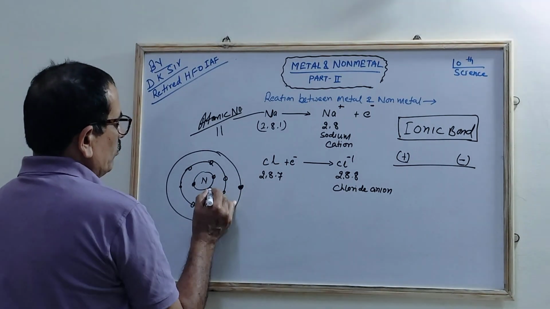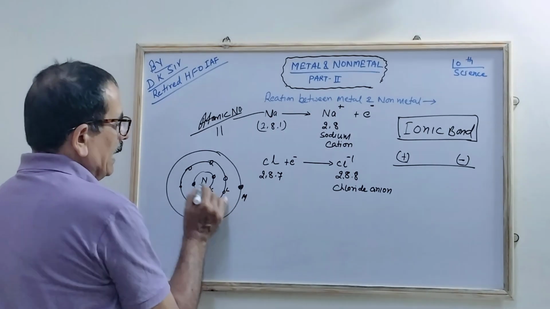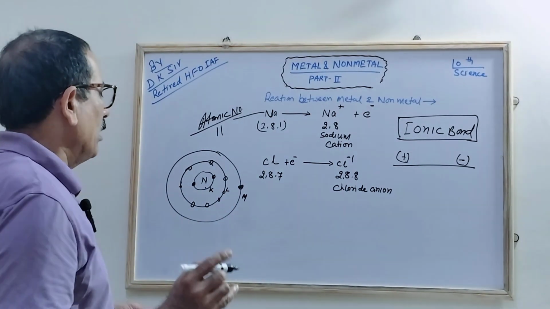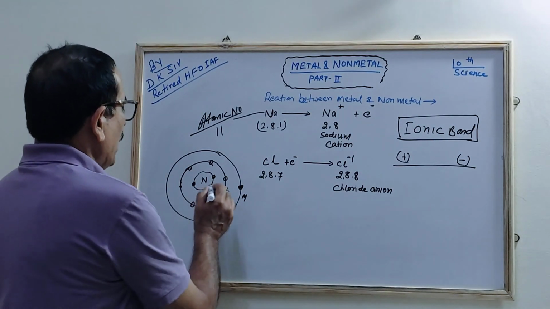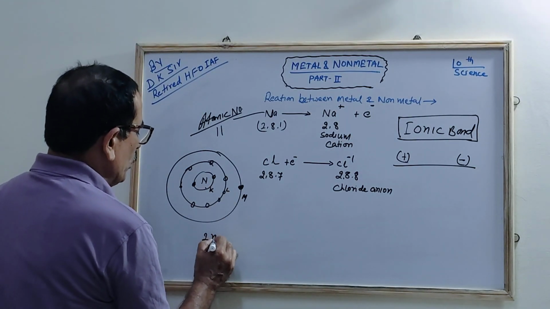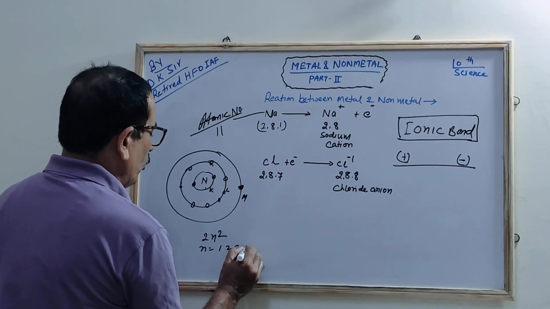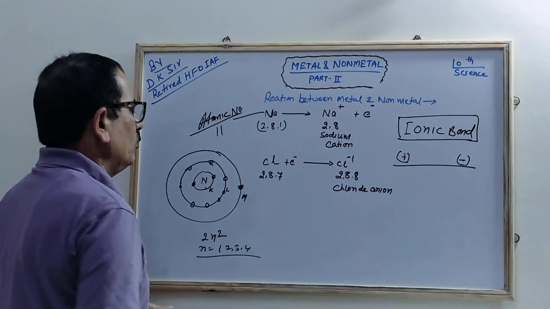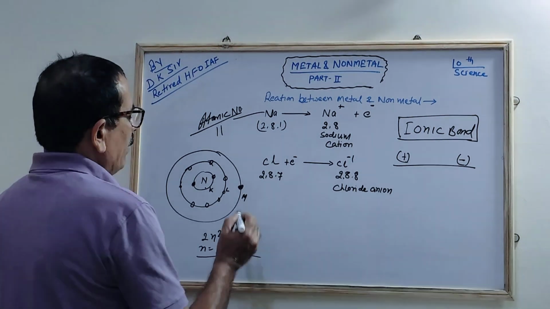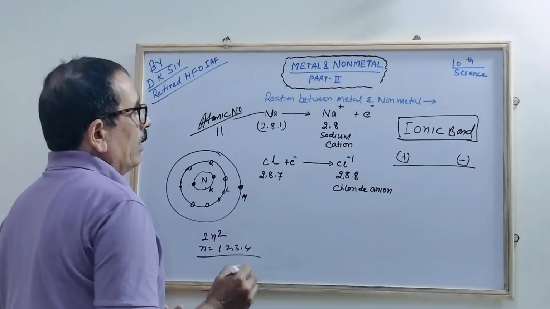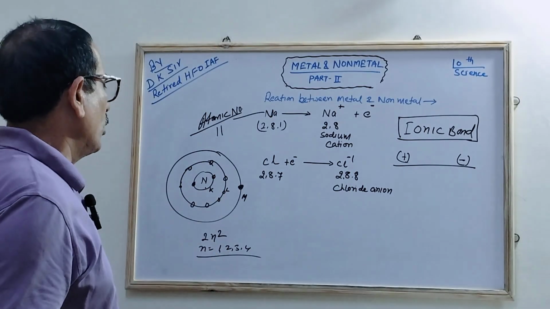This is K, L and M. K is the inner shell, which can contain a maximum of 2 electrons. For L, we know the formula is 2n squared, where n can be 1, 2, 3, 4. This you already know. So in the outermost orbit, we have 1 electron, and sodium has a tendency to lose that 1 electron.